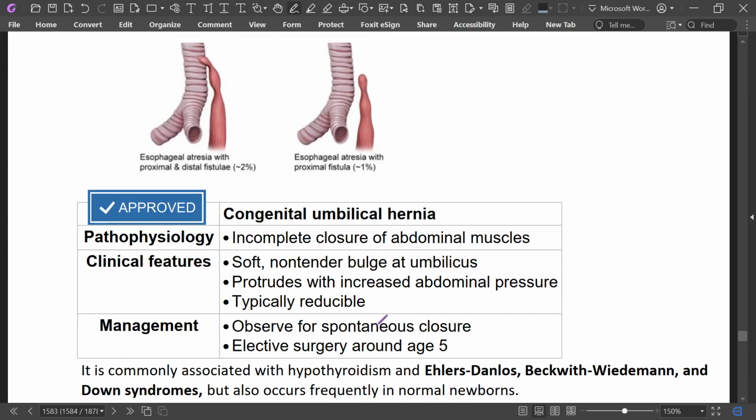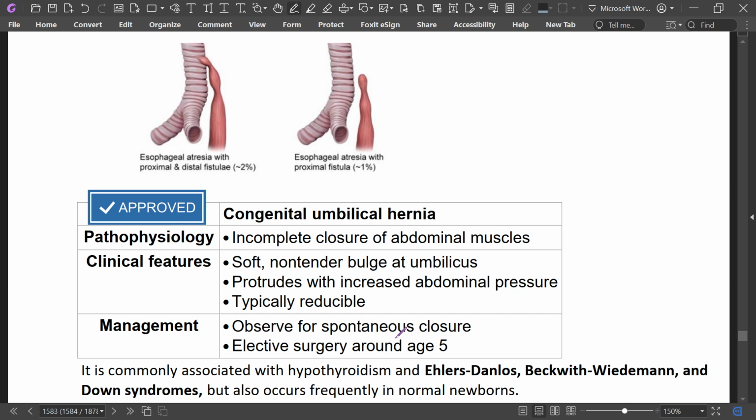One thing you have to remember for the questions: if you find a patient with this type of problem, go for NG tube. If you cannot put the NG tube into the stomach, then the diagnosis is done. This is tracheoesophageal fistula with esophageal atresia.